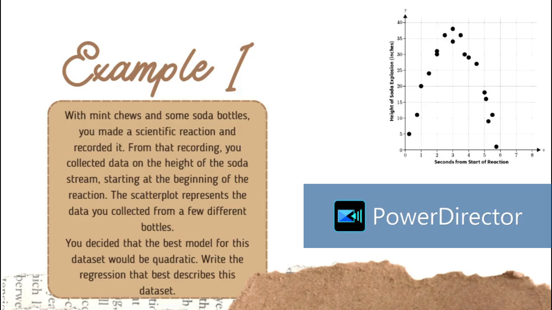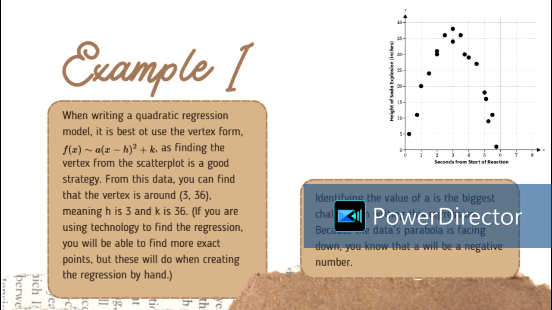So in our notes, you know that the quadratic formula is f of x, woohoo, a times x minus h squared plus k. So that's written right here. It's best to use the vertex form, which we have right here, because we can find the vertex from the scatter plot really easily. It's right there. From this data, you can see that the vertex is around 3 and 36. If we're using technology to find the regression, we can find this point exactly, but we're doing this by hand, so we're just going with 3 and 36.